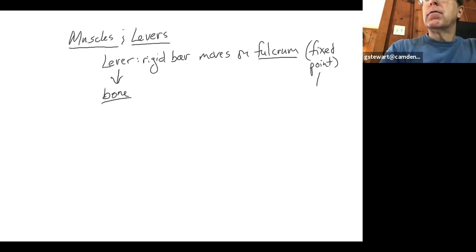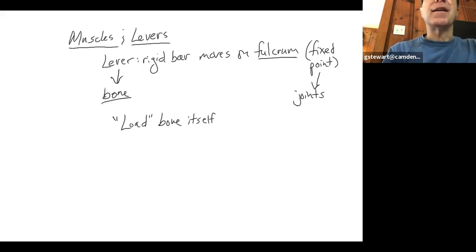So fulcrums are joints, and the lever is the actual bone. The load, if you hear this word or read it, in human terms just means the bone itself, and any additional load that we happen to be carrying. For example, just moving your arm in space, the load would be the bone itself. But if you're carrying something like a suitcase or trying to throw a baseball, the load includes that baseball or the suitcase, the thing that you're trying to lift.